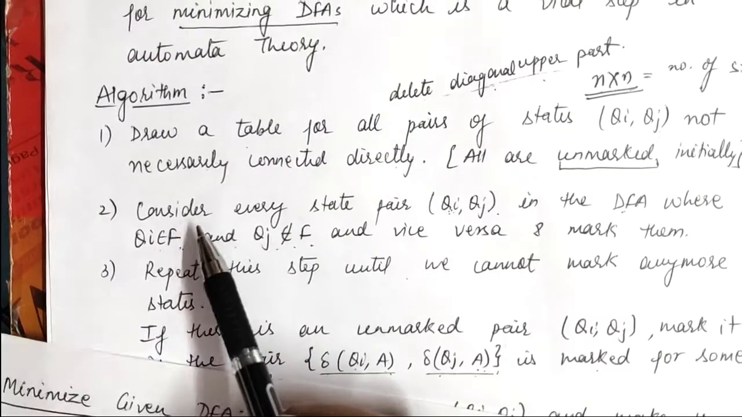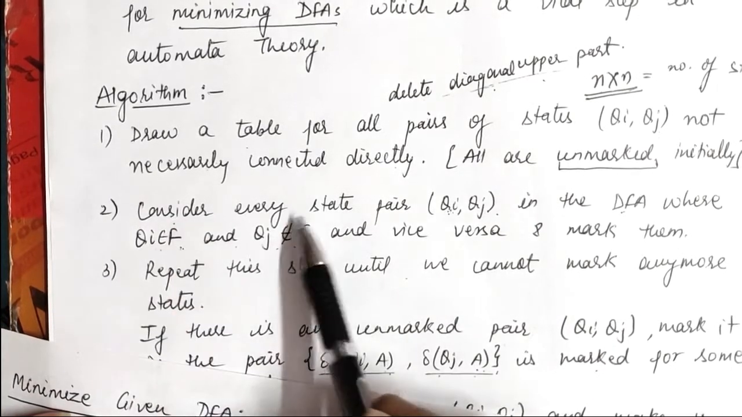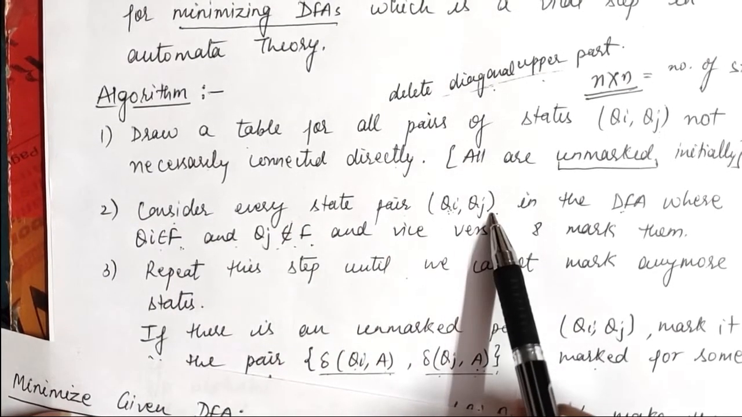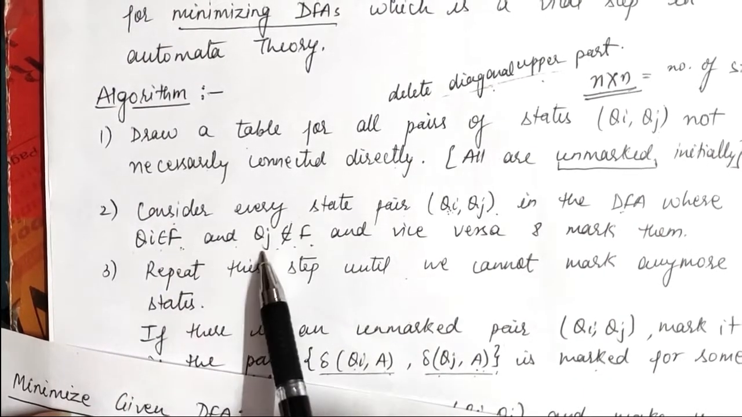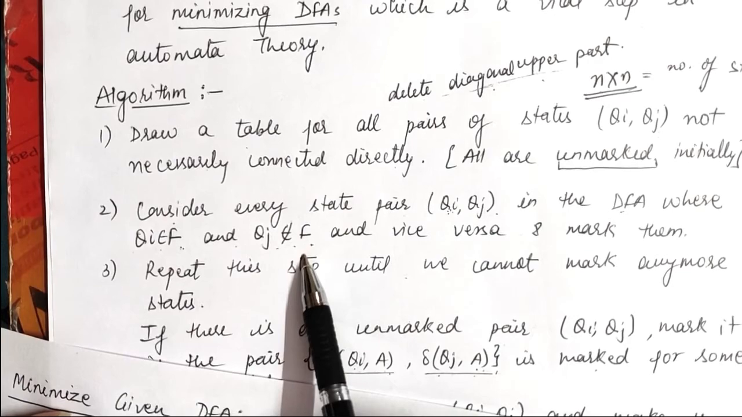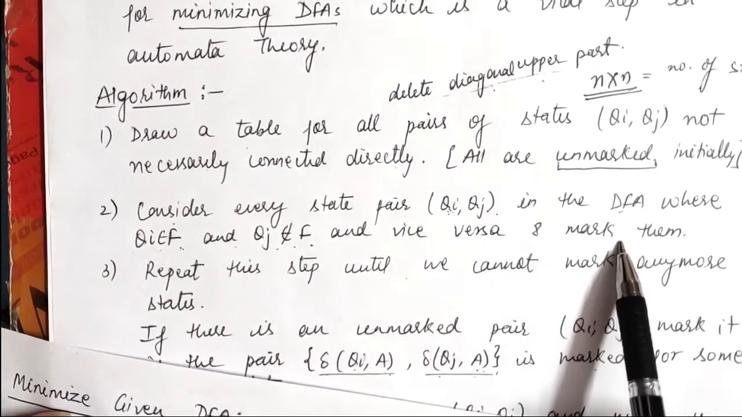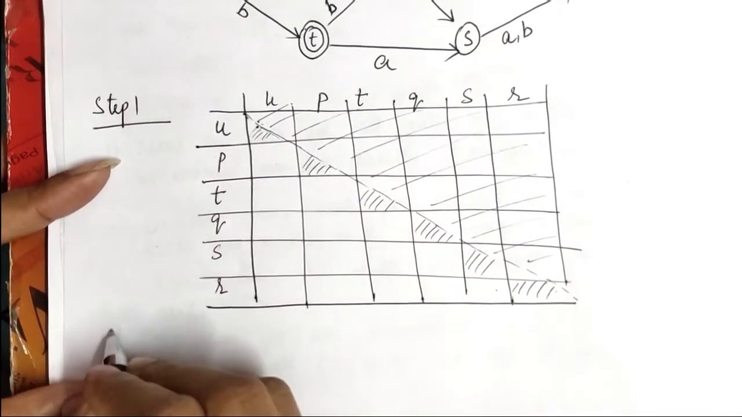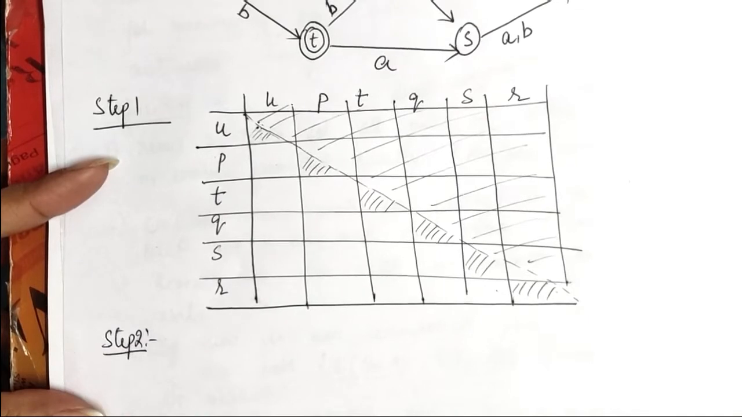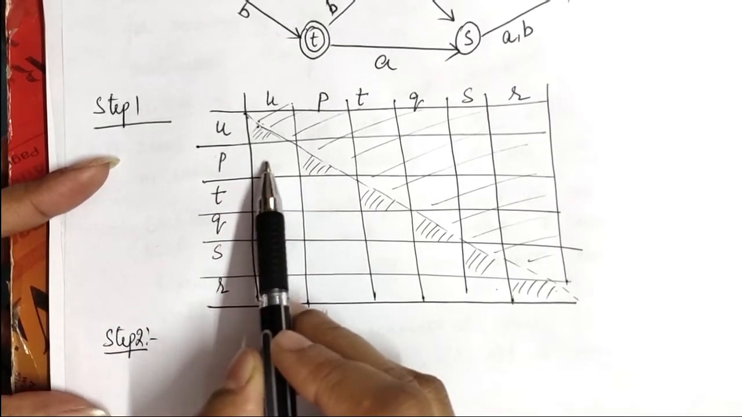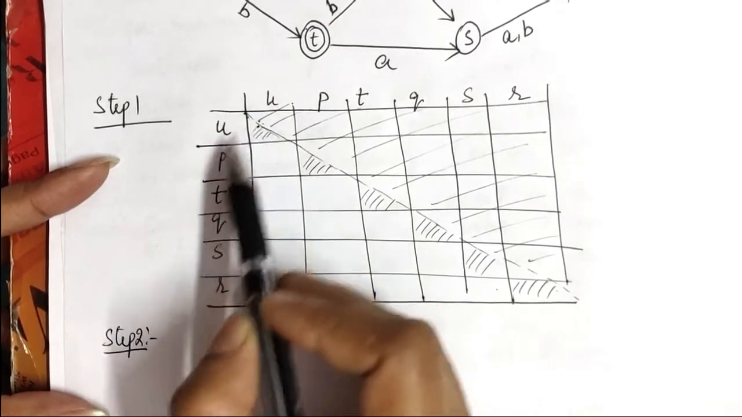Now the second step is we consider every state pair Qi Qj in the DFA where Qi belongs to a final state and Qj does not belong to a final state, and vice versa, and we mark them one by one. So in the second step we consider one pair at a time. For example, we consider the first pair. The first pair is U comma P.